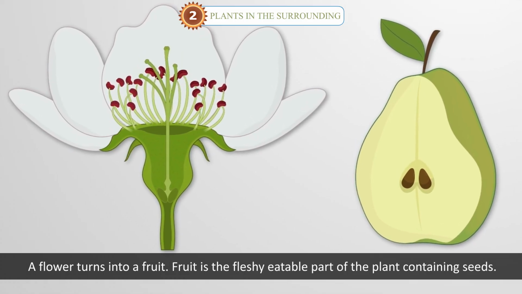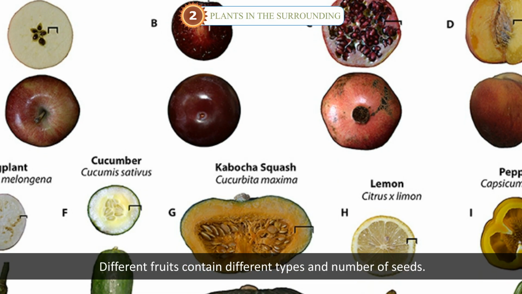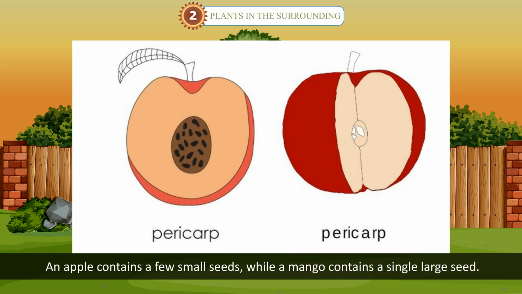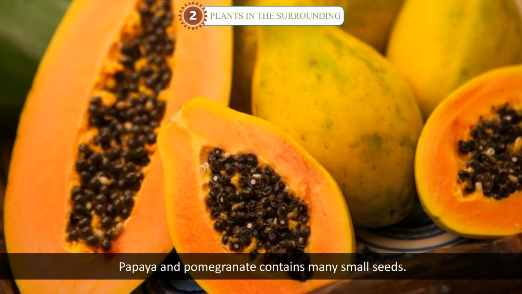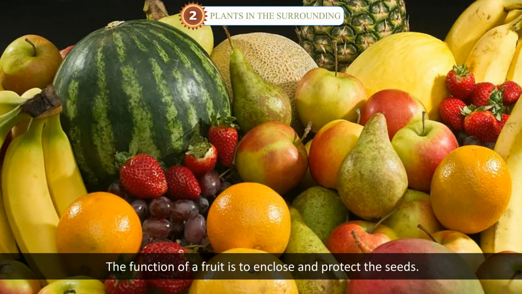Fruit is the fleshy, eatable part of the plant, containing seeds. Different fruits contain different types and number of seeds. An apple contains a few small seeds, while a mango contains a single large seed. Papaya and pomegranate contain many small seeds. The function of a fruit is to enclose and protect the seeds.